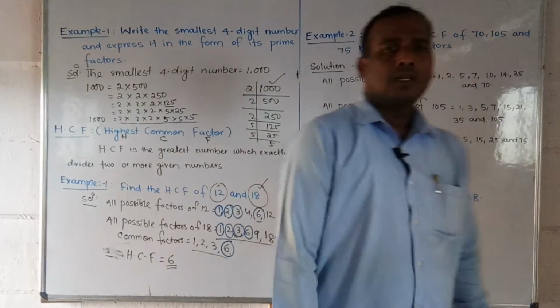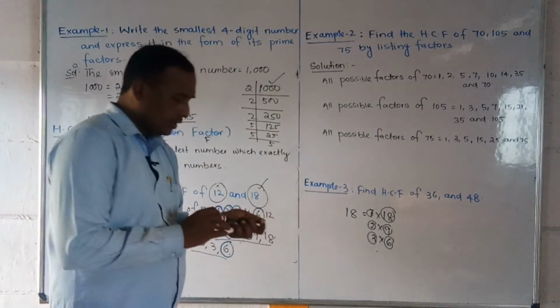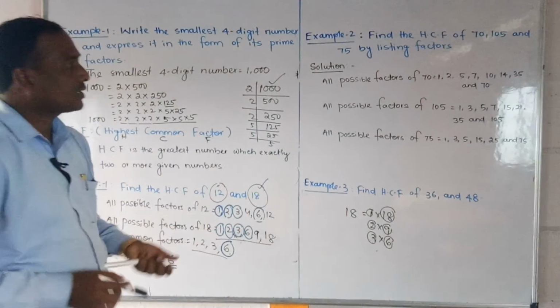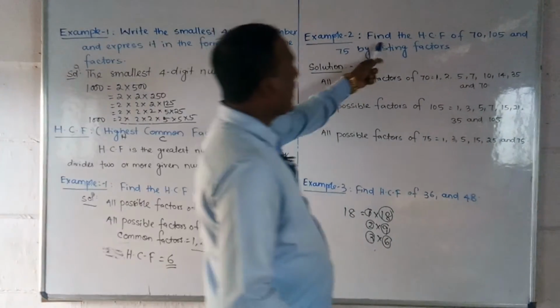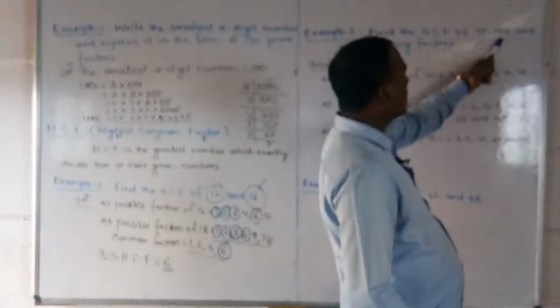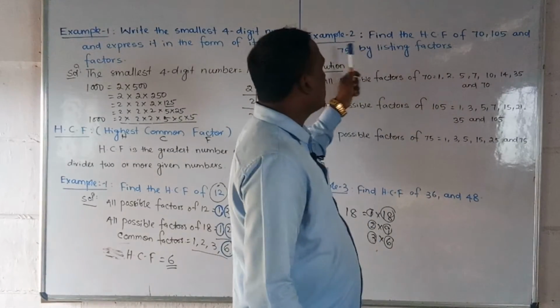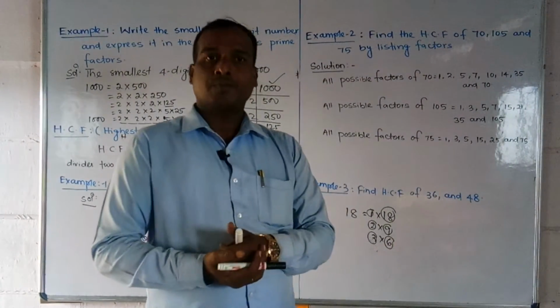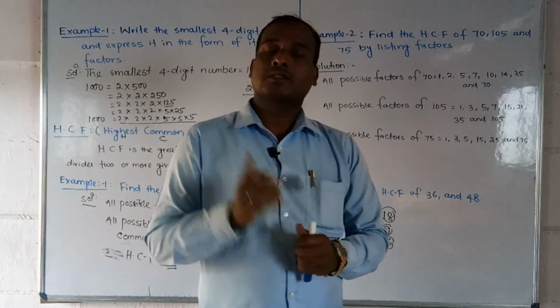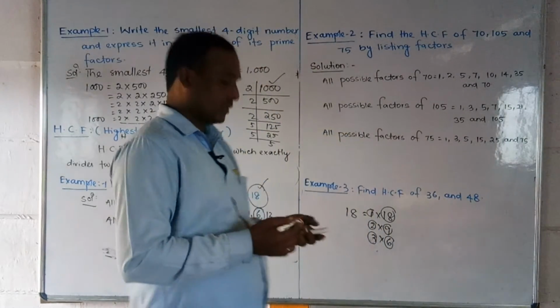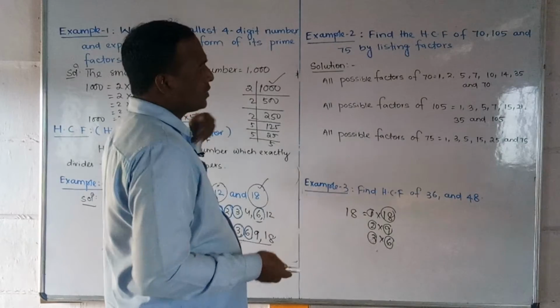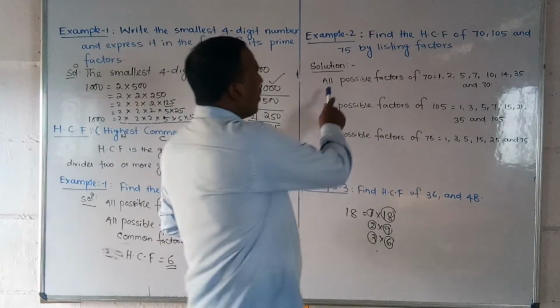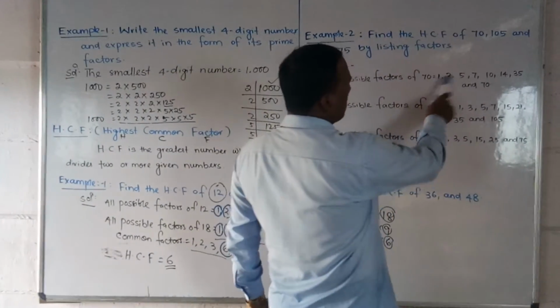ठीक है. Let us see one more example with 3 numbers. I have written that. Find the HCF of 70, 105 and 75 by listing the factors. First you should find the factors, then common factors, then highest common factor. So look at it, students. I have already written all the possible factors of 70. कितना होगा देखो.